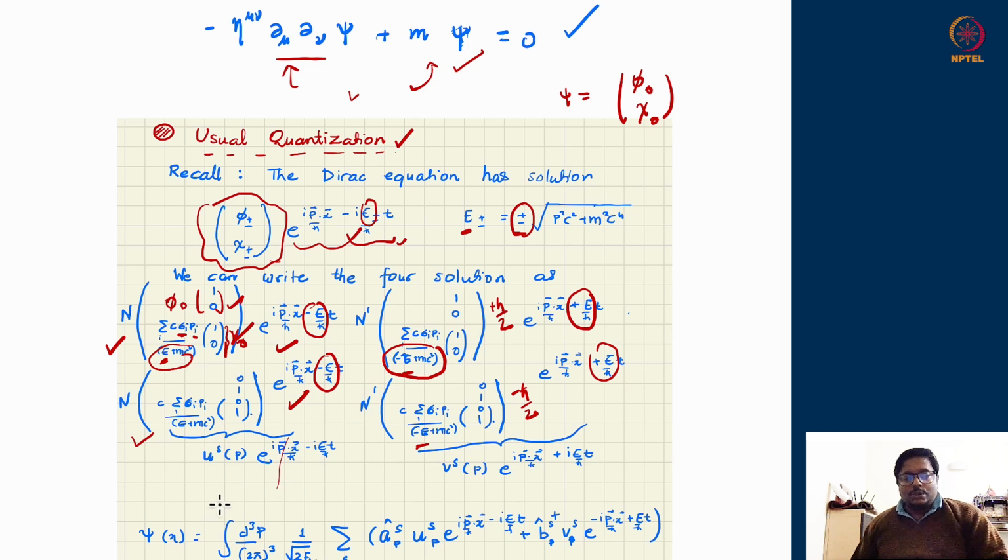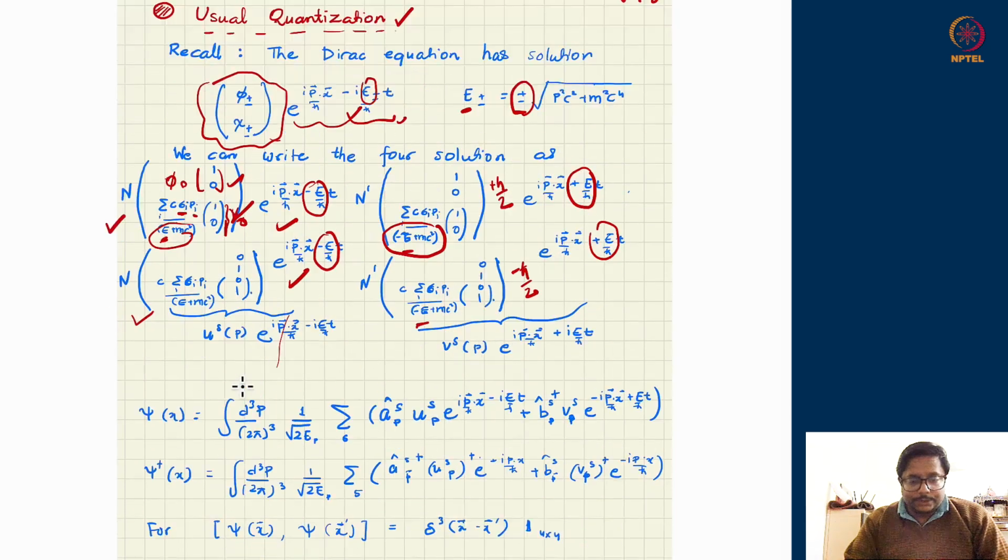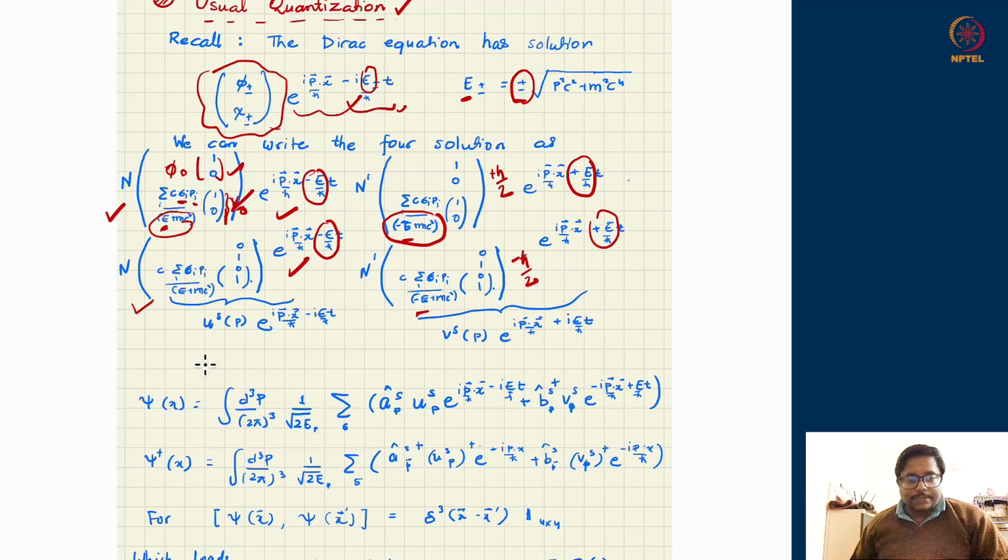So if I go below, I'm going to collect all the positive frequency solutions under the symbol U. S will tell me what spin value I'm talking about. Spin can take two values, plus half or minus half. Similarly, there are two negative frequency solutions, V with s plus half and V with s minus half. Their space-time dependent parts are plane waves, one with plus iEt and one with minus iEt. So these are the four sets of solutions.